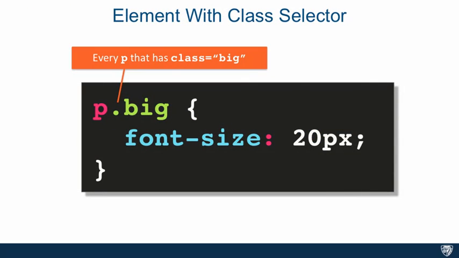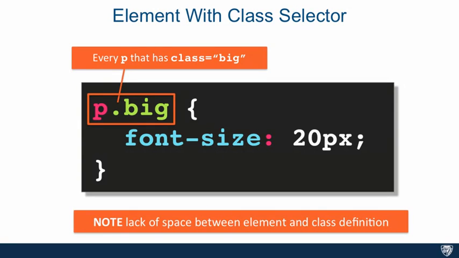As you can see here, we have a p element followed immediately, without any spaces, by .big, which is a class selector. What this expresses is that I want to target every p element that has an attribute class equal to big. Note the lack of space between the element and the class definition. If you do put a space, it will mean a completely different combination, so make sure that if you want an element that has a class assigned to a particular value, there are no spaces between the first selector and the second selector, in this case between the p element selector and the .big class selector.